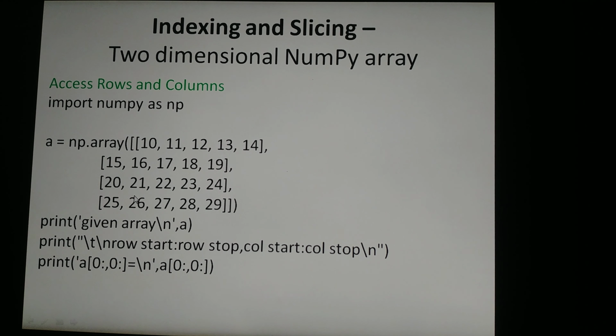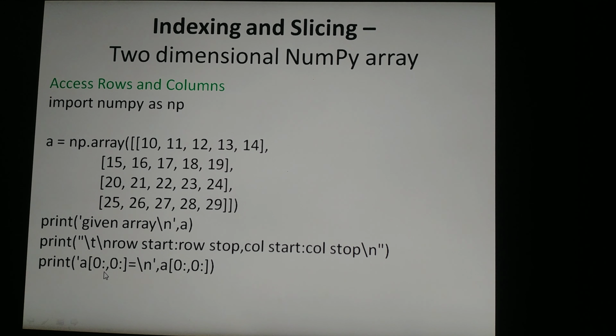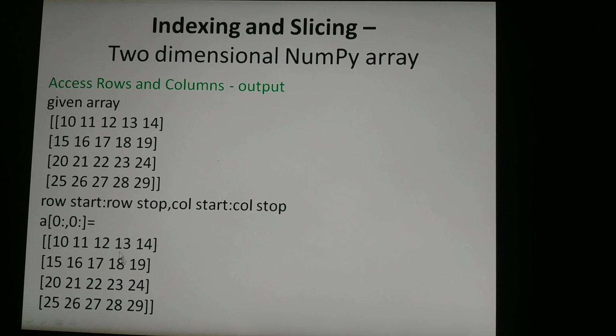We'll see one more example. So like this, 0 colon and 0 colon. Here also I'm specifying both rows and columns. So I have given this as the starting row as 0, and here I did not specify, that means that is at the end of the row. Here also the column starting value I have specified as 0 and ending I did not specify, so it means all columns. So when I run this code, you can see we get the full array here.